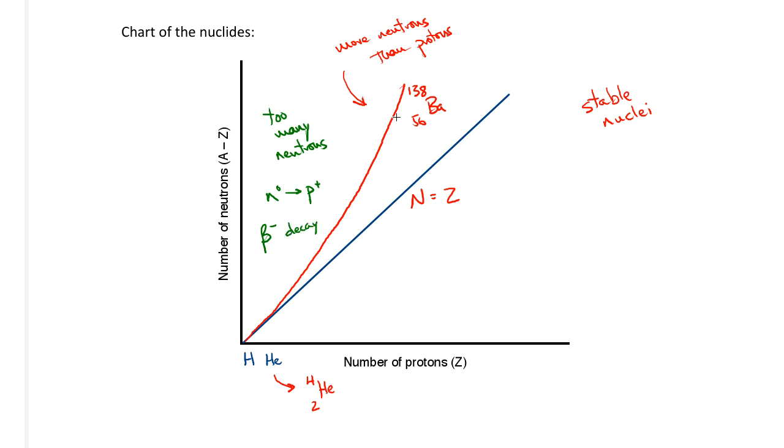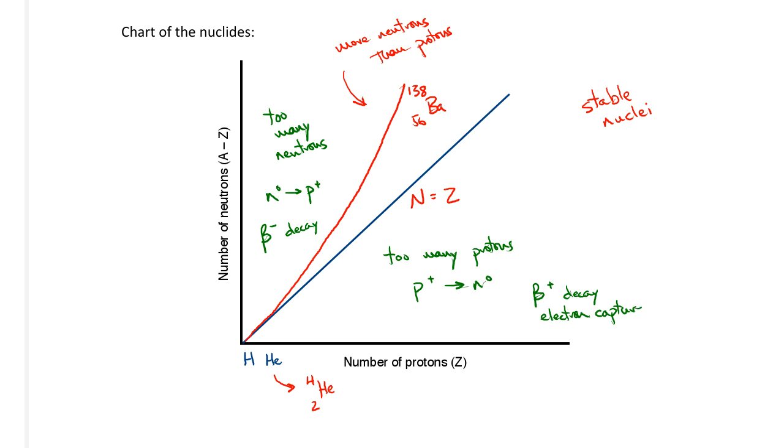Whereas down here, below the red graph, these have too many protons. They are further to the right than they should be for how far up they are. And therefore, they can achieve stability, move closer to the graph by turning protons into neutrons. And that's possible by a process called beta plus decay, or by a process called electron capture. And we'll look at these processes in future lessons.